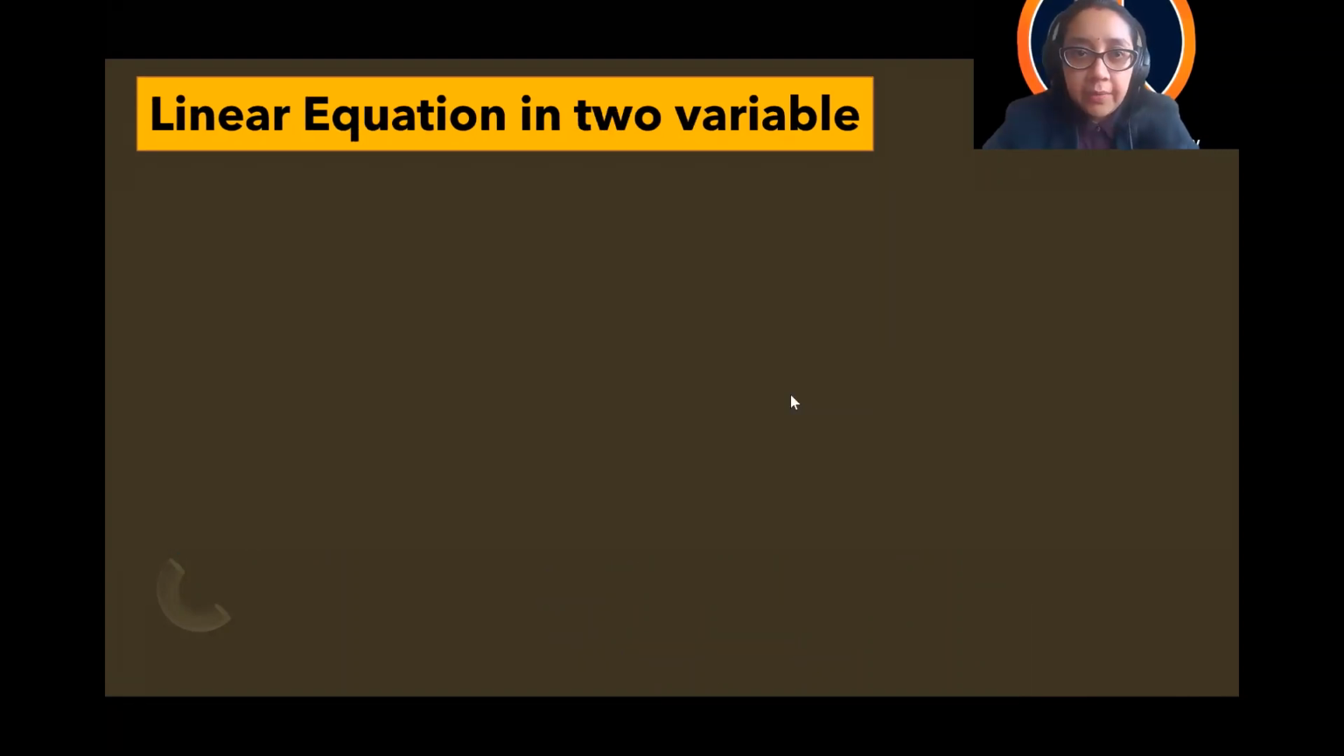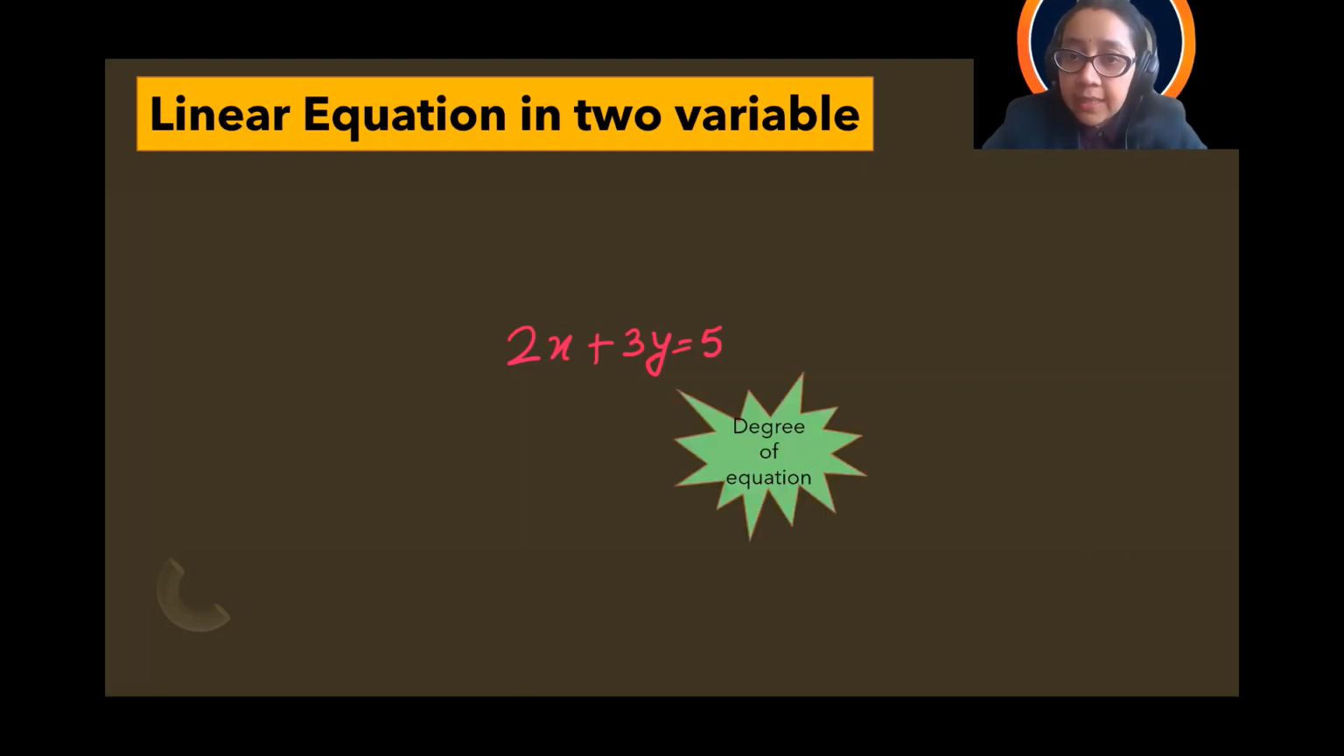Okay. So the next topic is linear equation in two variables. What is a linear equation in two variables? Let's see an example like what we just saw, 2x plus 3y equal to 5. What is the degree of this equation? Yes, you are right. It is 1, right? Because both x and y have a power of 1. So the degree of this equation is 1.